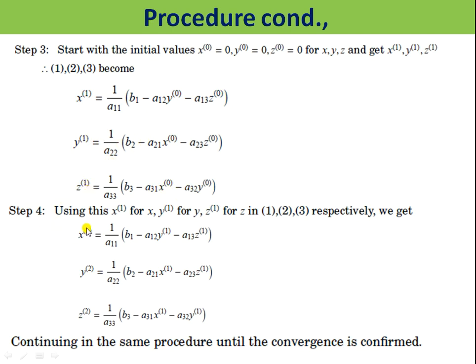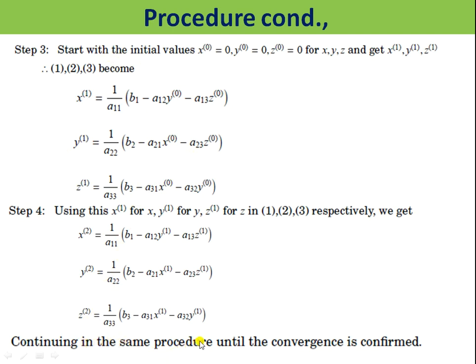Now step 4, using this x power 1 for x, y power 1 for y, z power 1 for z in equation number 1, 2, 3 respectively, we will get the second iteration. If you want to find the second iteration of x, here you should replace y1 and z1. Similarly, for y power 2, you should replace x power 1 and z power 1. For z power 2, we replace x power 1 and y power 1. That is, the immediate values have to be replaced in the iteration. So this is the major difference between the Seidel method and this method.